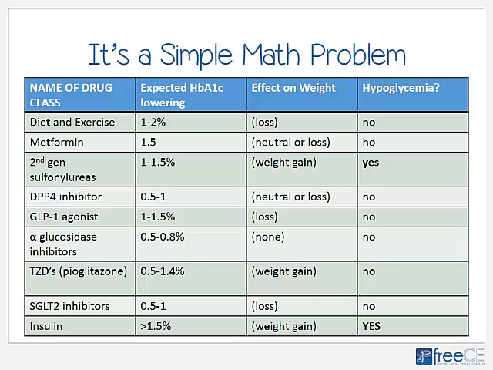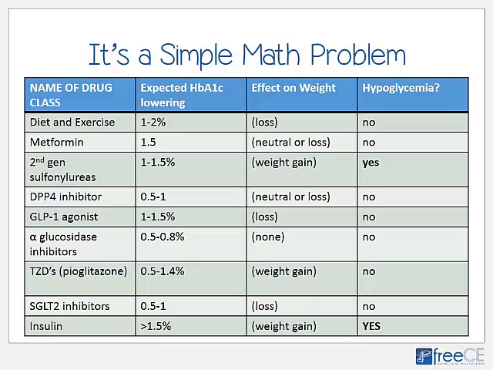When we look at diet and exercise at up to 2%, metformin's at 1.5%, the second-generation sulfonylureas is 1 to 1.5%. The DPP-4 inhibitors will get 0.5 to 1%. The GLP-1 agonists are 1 to 1.5%. Just 0.5% for our alpha-glucosidase inhibitors, our TZDs, our SGLT2s. But the most bang for the buck, that's your insulin. We're going to see that that causes the greatest effect in lowering hemoglobin A1C levels.